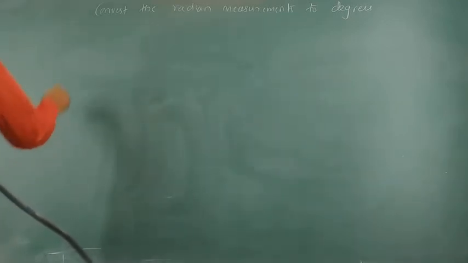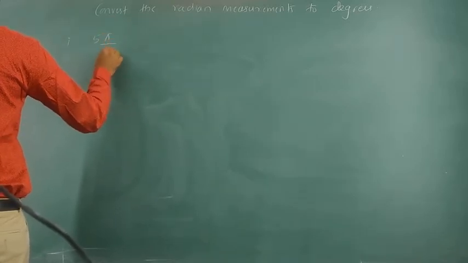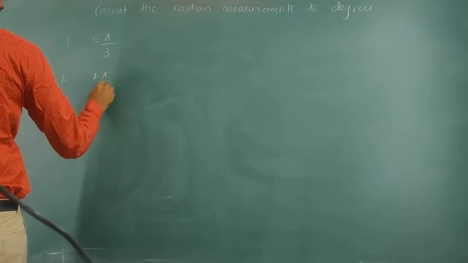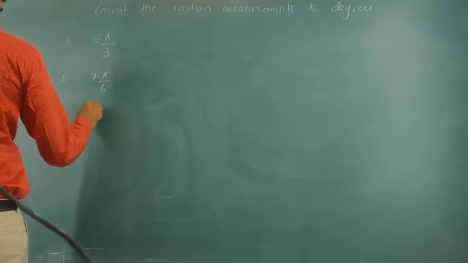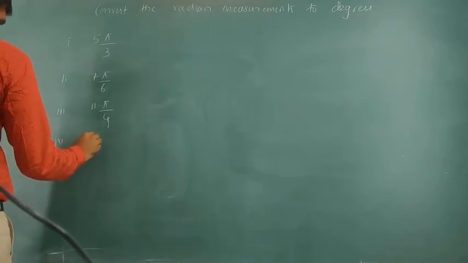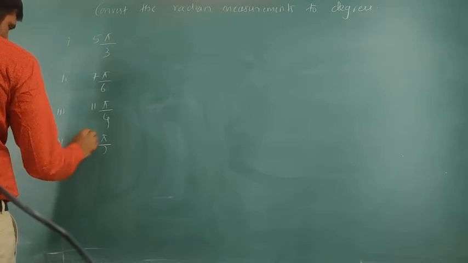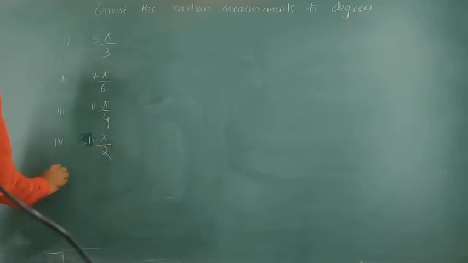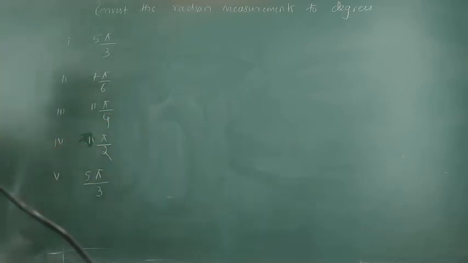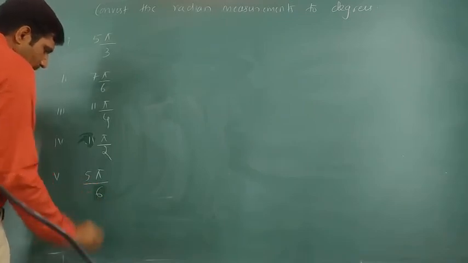See here, so first one, that is 5 pi by 3. Second, 7 pi by 6. 11 pi by 4. 21 pi by 2. 11 pi by 2. And 5 pi by 6.